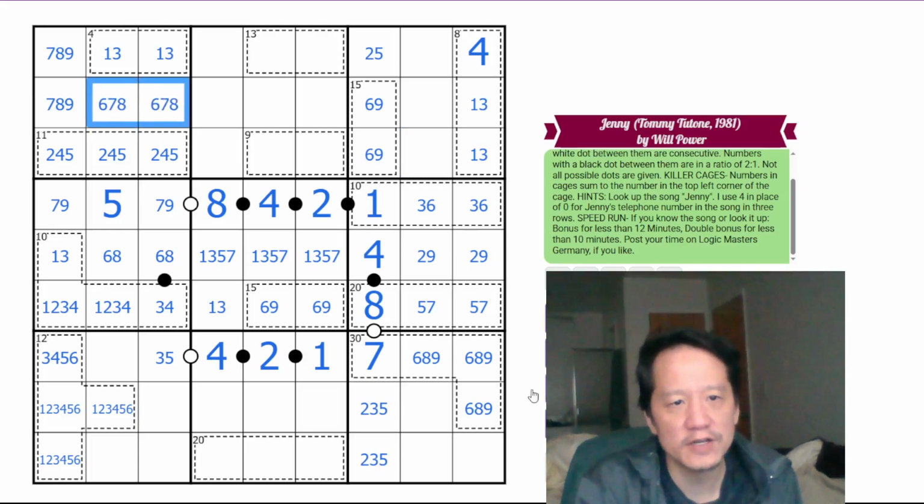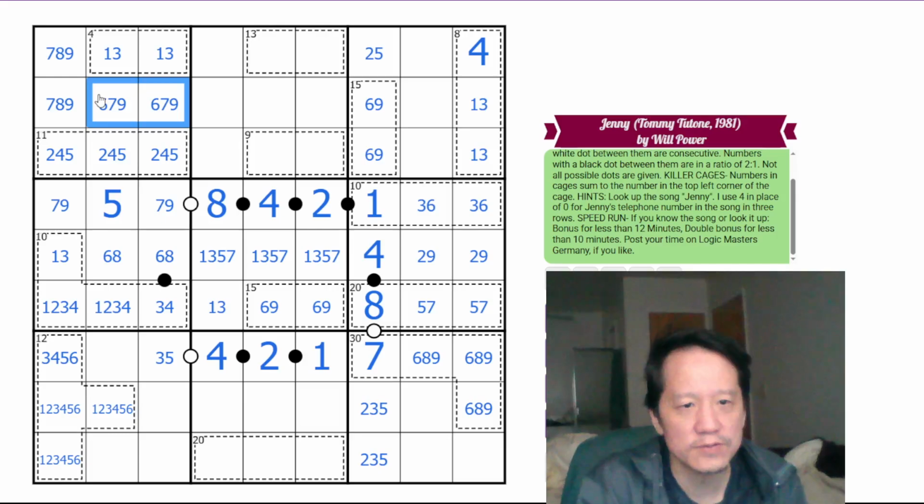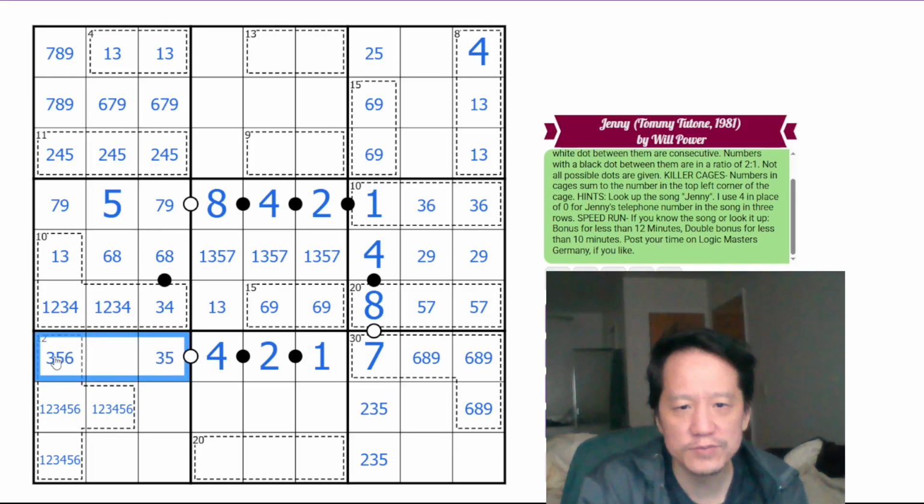This is 6, 7, 8, and 9. No, 8, though. 6, 8, and 9. This would have been... Yeah, okay, so this is not 4. Therefore, this is 3, 5, and 6. That was a pretty bad mistake, actually.